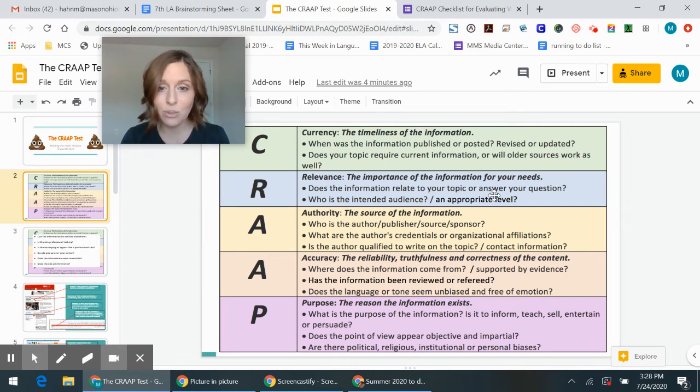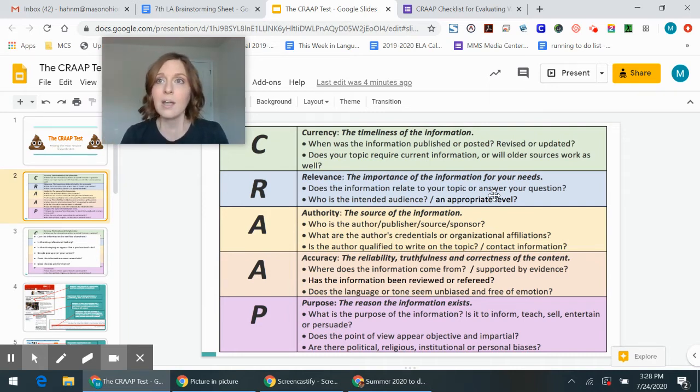Okay, the first A is authority. This is a really important one. Authority means the source of the information. So, first, who's the author, publisher, or source of the information? Is the author Joe Schmo that just writes for fun? Or is it someone that has journalist credentials? Or is it someone who is a doctor trained in the field of medicine and they are writing about a medical topic? Okay, next is the publisher.